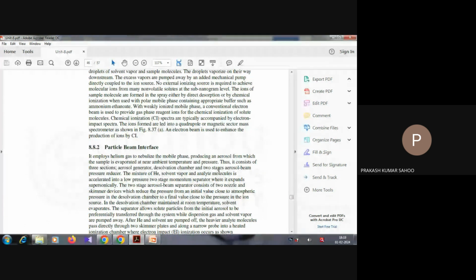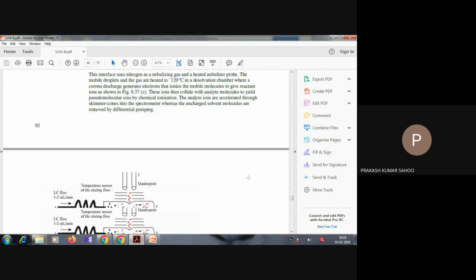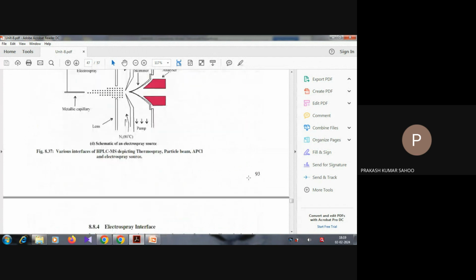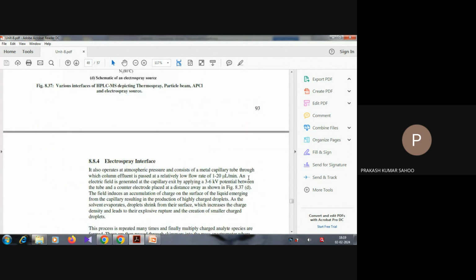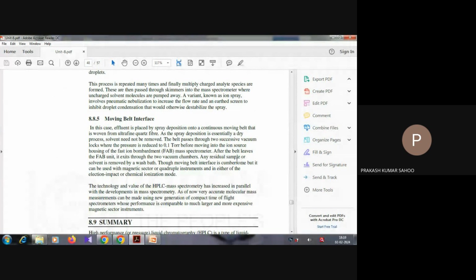So then particle beam interface, atmospheric pressure chemical ionization. Just read out these things. Many things are here. Electrospray interface, the same thing is here. Then moving belt interface. At the end, it will have the summary.